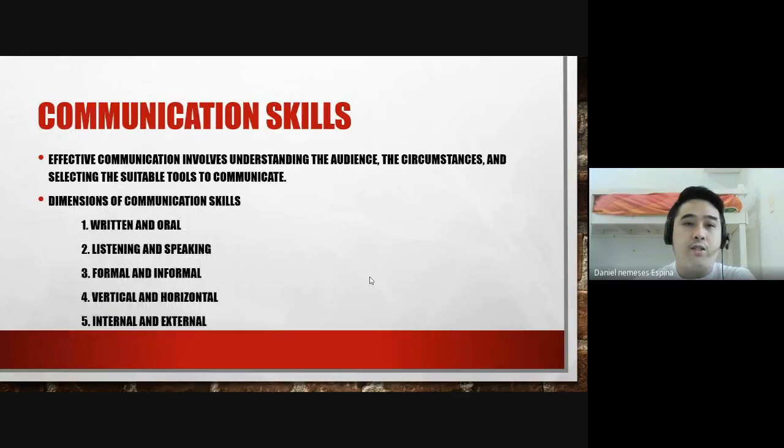So, communication skills. Effective communication involves understanding the audience. Okay? So when you say understanding the audience, you have to put yourselves in the shoes of your audience. So, okay, kung ikaw si stakeholder 1, what information you would likely ask? Okay? Unsa nga information ang mo kailangan. So effective communication, mapa-written or verbal, you have to consider your audience. So the first step towards effective communication is understanding your audience.